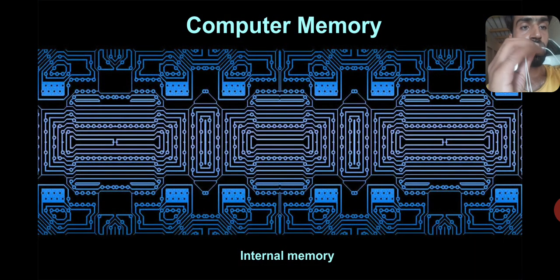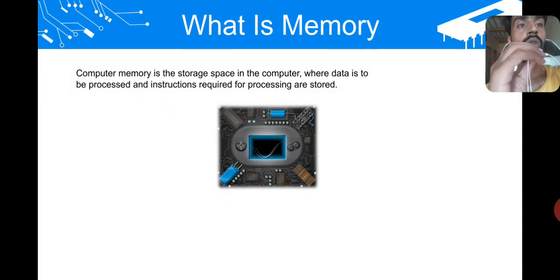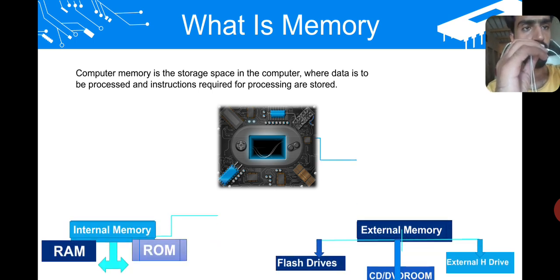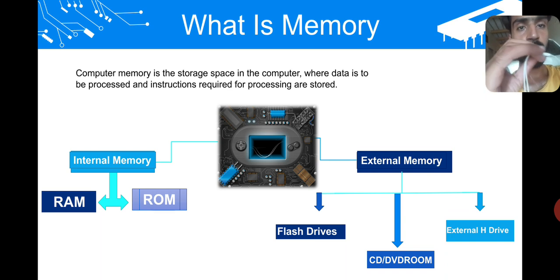Computer memory. This is internal memory. You can see it. What is memory? Computer memory is the storage in the computer where data to be processed and instructions required for processing are stored. Internal memory: RAM, ROM. External memory: flash device, CD, DVD ROM, external HDD drive.